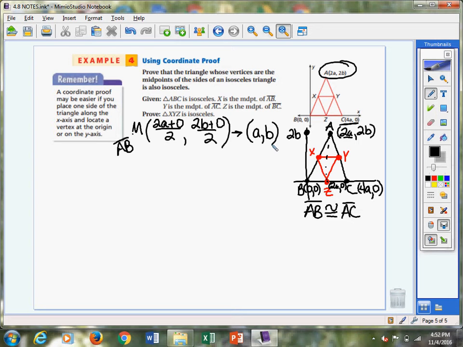Okay, 2A plus 0 is 2A. 2A divided by 2 is just plain A. That's all it is, just an A. 2B plus 0 is 2B. 2B divided by 2 is B. So now we know the coordinates of this midpoint.